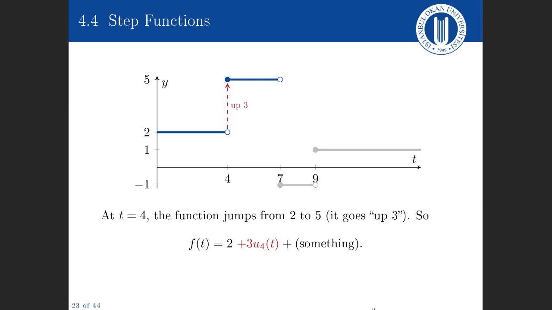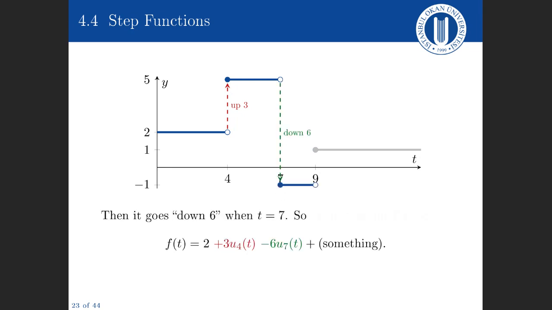What happens at 7? At 7, we go from 5 down to minus 1. We go down 6. So at 7, we're going to go minus 6. And because this is happening at 7, that's minus 6 u7. We haven't finished yet. We still have plus something.